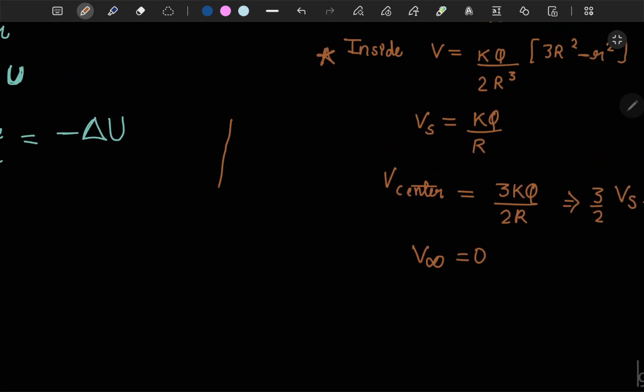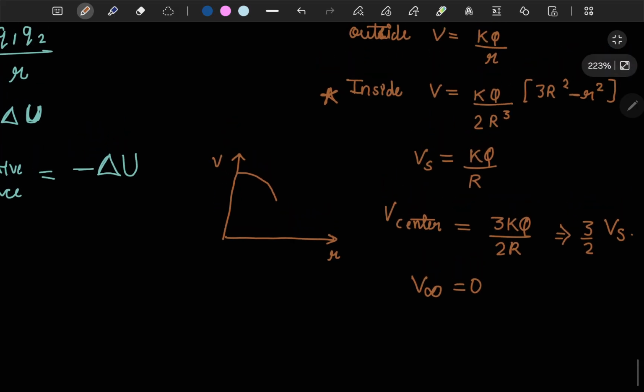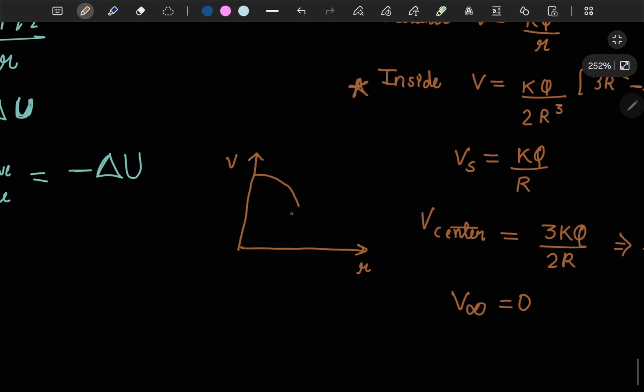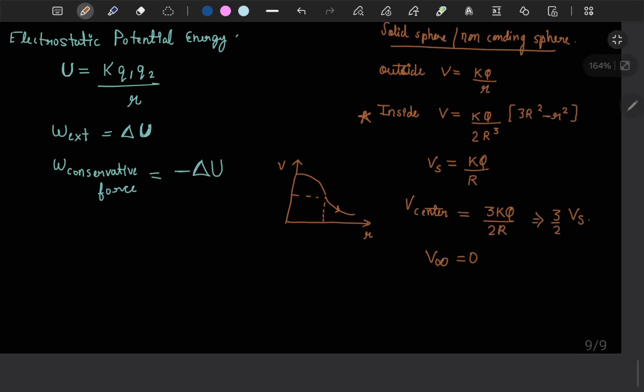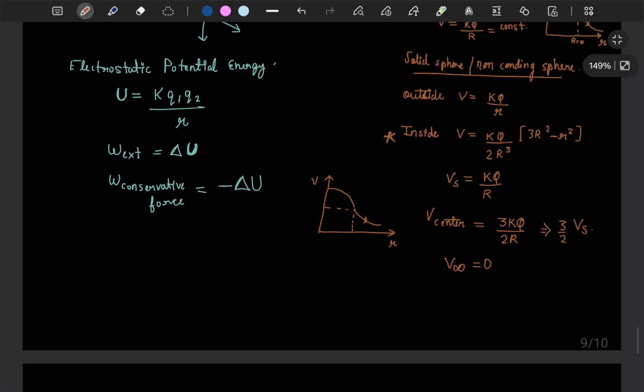Drawing the graph of potential with distance, V and r, it will look like this, because inside it is directly proportional to the distance, and then it will decrease inversely, because outside the surface the potential is kq by small r. Remember this graph, it may be asked in the form of a question.